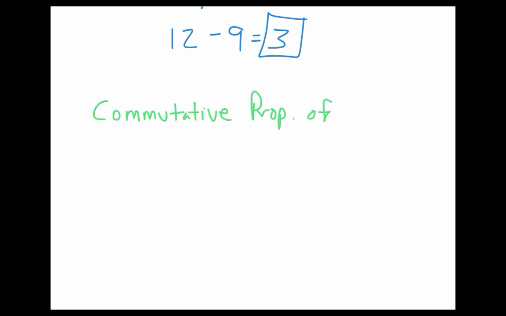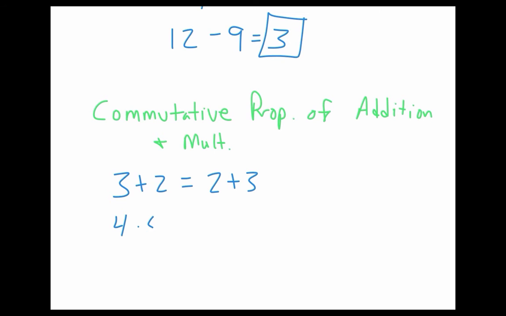So commutative property of addition and multiplication. This is going to keep coming up year after year after year, especially eventually when you get to geometry class. But what it's really trying to say is this here. If you have a 3 plus 2, that's the same as 2 plus 3. Or you could do the same thing with multiplication. You could say maybe 4 times 5 equals 5 times 4. In other words, if you're adding numbers or if you're multiplying numbers, it doesn't matter what order you do them in. You could either do 3 plus 2 or you could do the 2 plus 3.